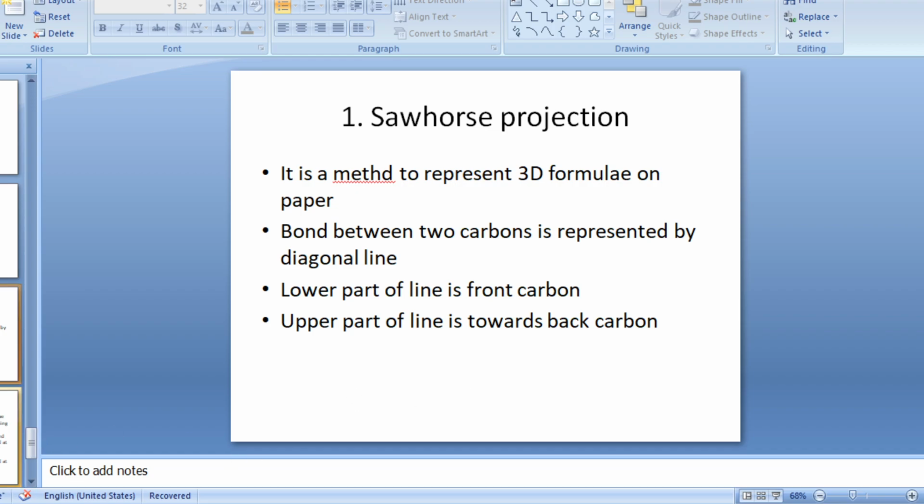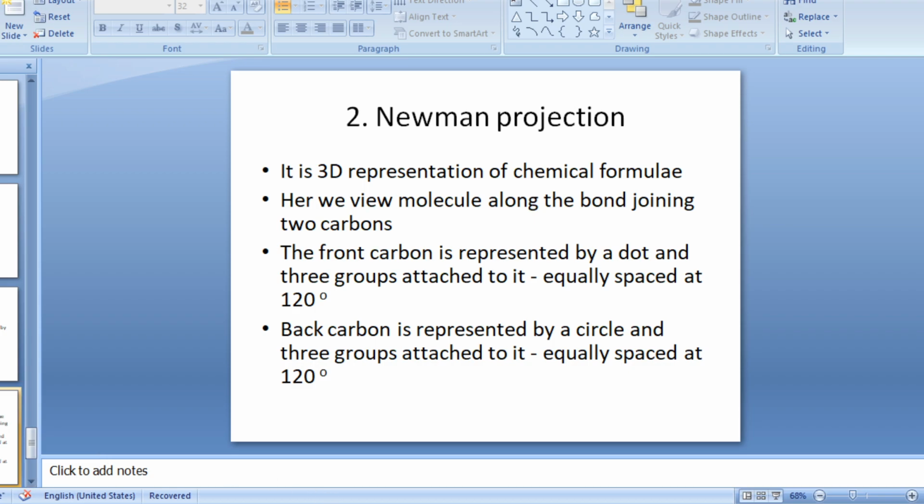And in the case of Newman projection, we will use both also. Another projection, we will see how we will arrive at that Newman projection. This is also a 3-dimensional representation of a molecule, and we view the molecule along the bond. Just keep your pen right in front of you and look at it horizontally, close to your eye, as if it is piercing you. The front part of the pen is your front carbon, and the rear end of that pen is your back carbon.